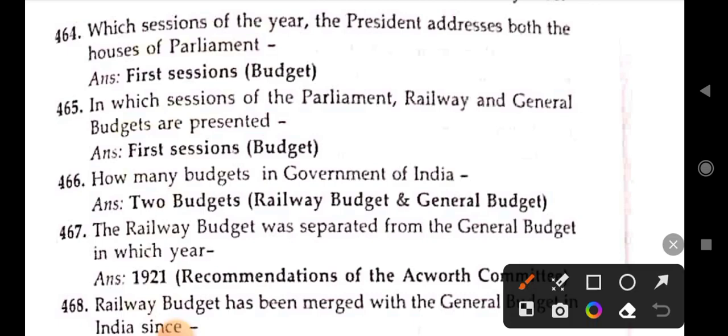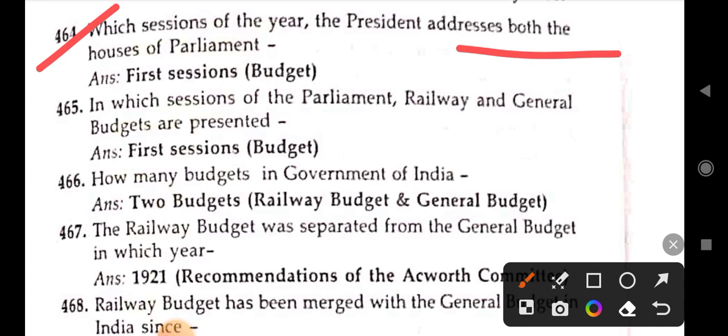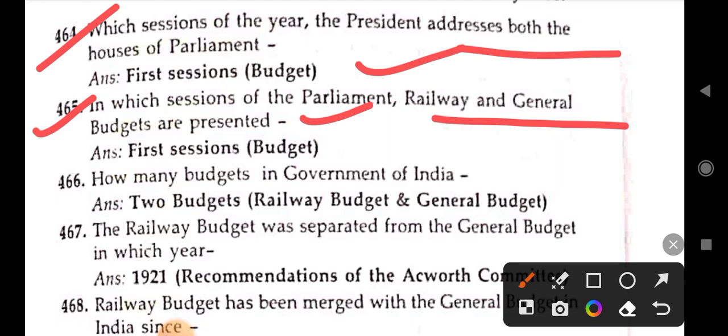Next, in which session of the year does the President address both Houses of Parliament? First session of the budget. In which session of Parliament are the railway and general budgets presented? First session of the budget. How many budgets are there in the government of India? Two budgets, railway budget and general budget.